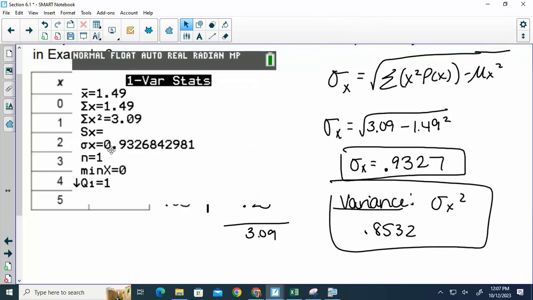The standard deviation, the sigma, 0.93268, so 0.9327. So same thing we got before. So we can do these on the calculator or by hand. You just have to make your probability the frequency when you do that. Did everybody get that on their calculator?